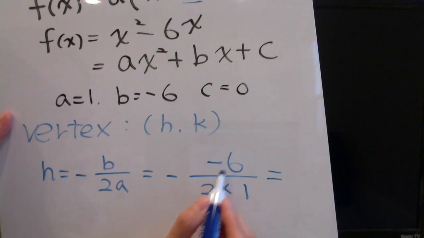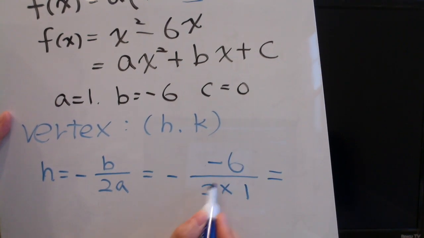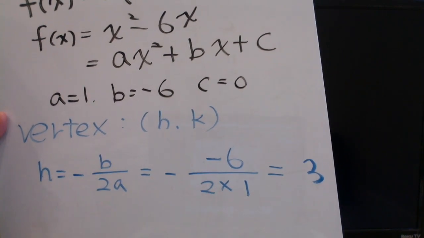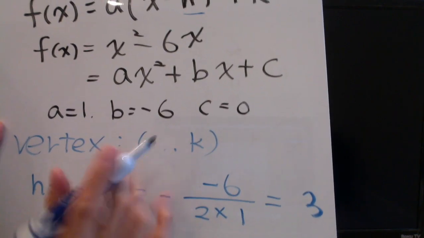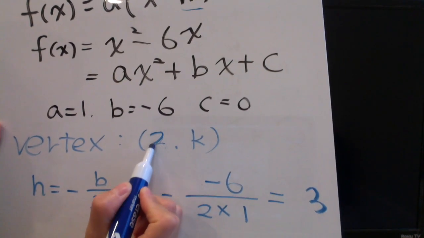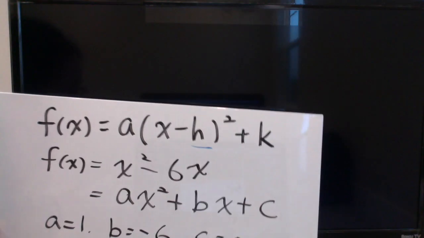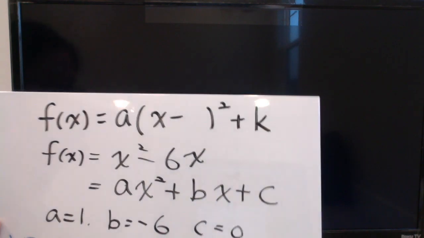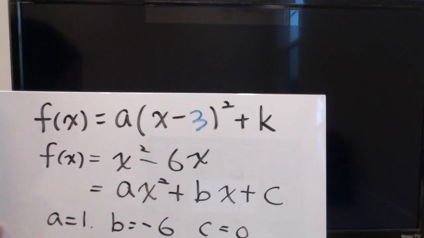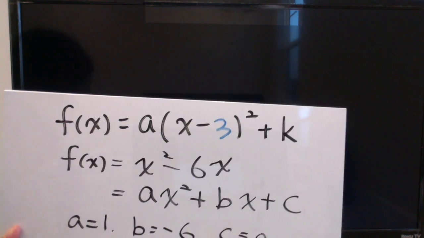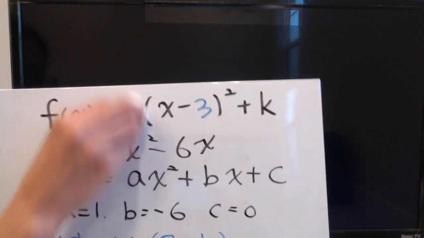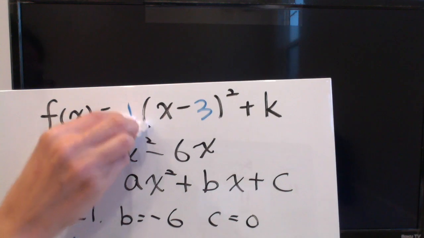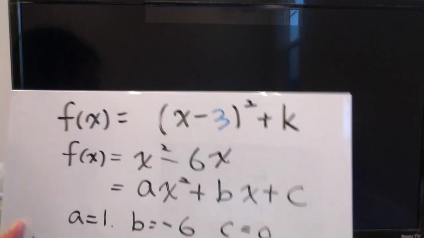So 6 is 2 times 3, right? So I can say 3, and this is negative, negative, so it's plus. So we found H is 3. So in case you want to know how to write the vertex form, we'll write 3. And we said A is 1, right? So we'll leave this. We can write 1, but normally we don't say it, right? We just leave it as it is. Then we'll assume that's 1.